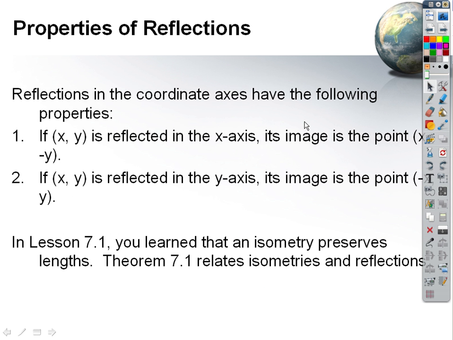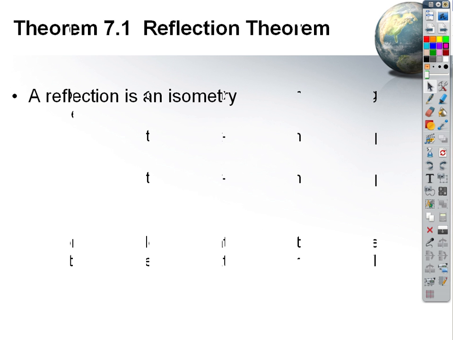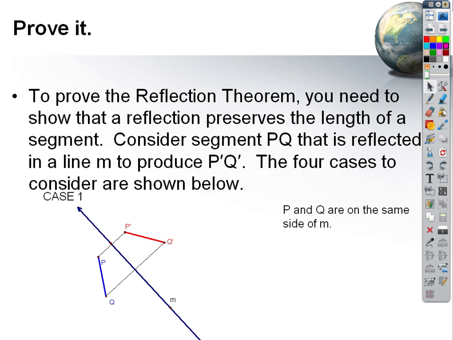Okay, and so we see this property in general. I don't want to get too hung up on this. We've talked about that a little bit. That's all I'm going to say about that. Reflection is an isometry, just like we've talked about. Here are really the different cases you could see.